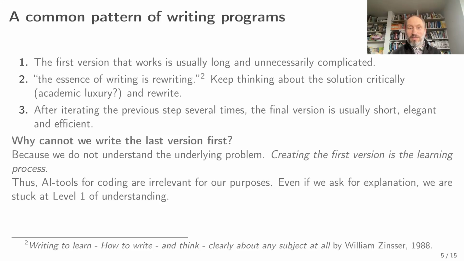Well, the problem is that we do not understand the underlying problem. Creating the first version is the learning process itself. That's why we cannot see the easy way of doing it, because we are not 100% sure what to do exactly. So for us, AI tools for coding are totally irrelevant, because if someone else does that for us, we don't understand anything. We didn't learn anything. Even if we ask for an explanation, we are still stuck at level 1 of understanding. Well, we heard about it. Someone else explained it to us.